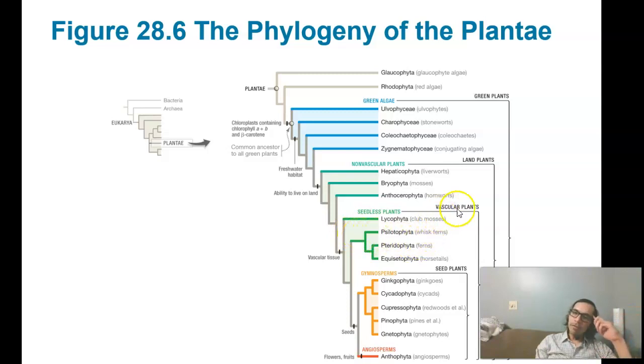But if you're just talking about vascular plants as a whole, including the seedless plants and the seed plants, then they're monophyletic because the vascular tissue evolved only once here, and that includes all of these lineages. Every single one of them has vascular tissue. That's why it's considered monophyletic when you're looking at the vascular plants as a whole. But the seedless plants are considered paraphyletic because they don't come from a single common ancestor.